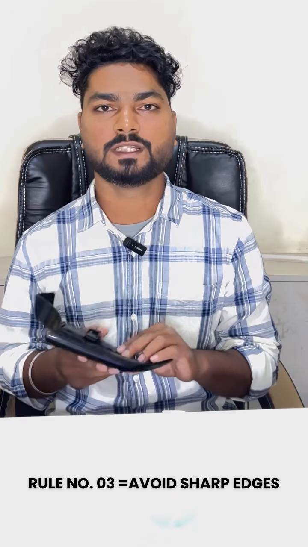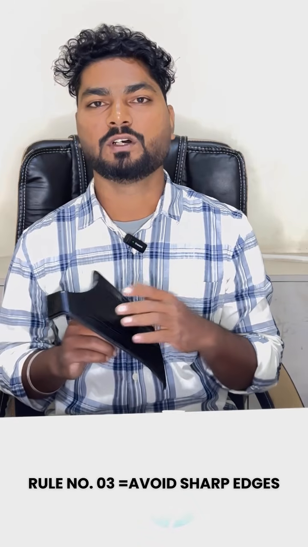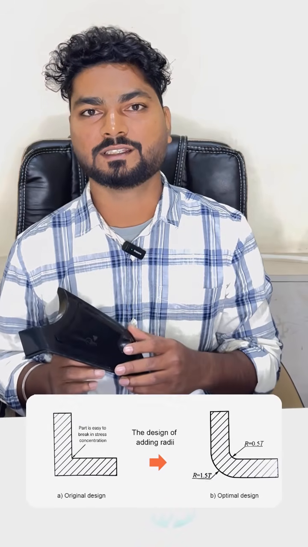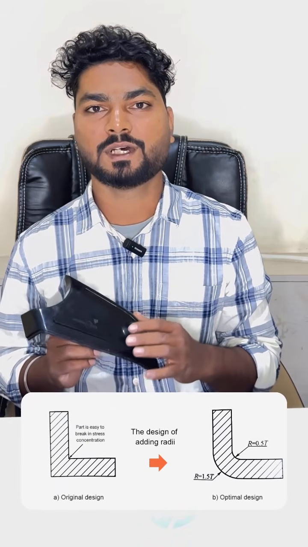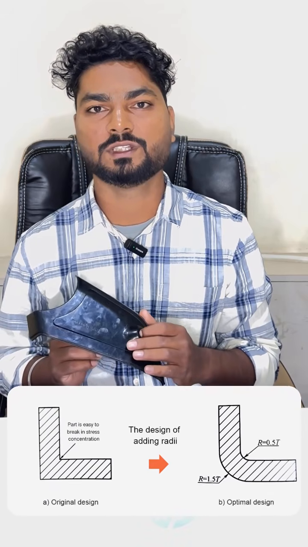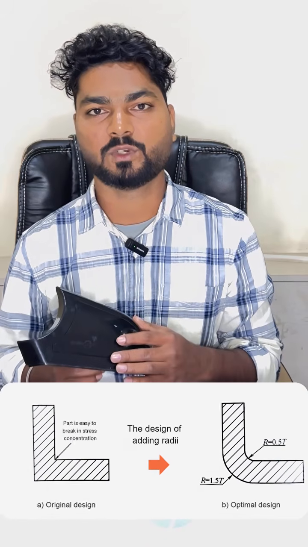Then rule number three is avoid sharp corners. On the class A surface of an automotive plastic part, we do not keep any sharp edges, because if we keep sharp edges, the part can get stuck in the mold due to stress concentration, and also from the safety point of view, we keep a minimum 3.2 mm radius on the class A surface.